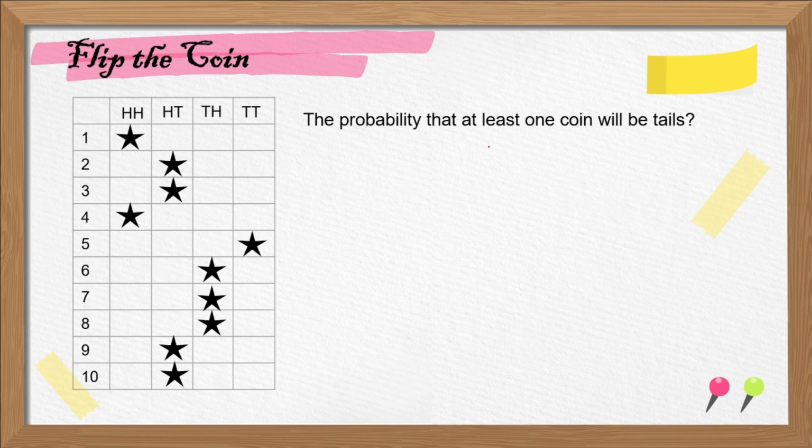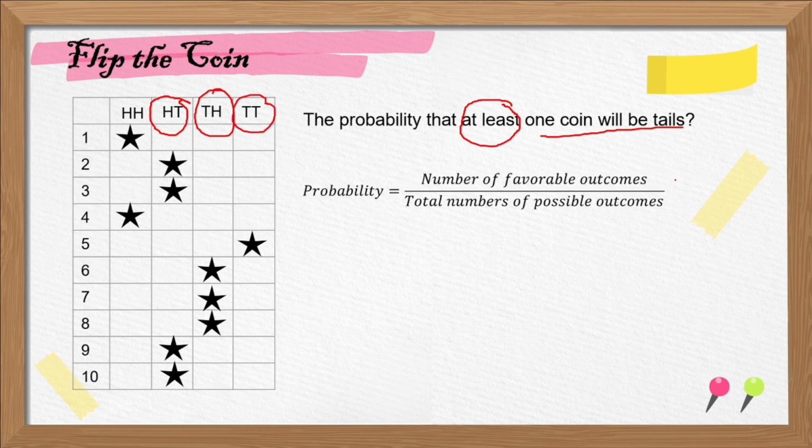What is the probability that at least one coin will be tails? So, a key word is at least. So, ang pinakabababa ay isa. Isang tail or pwedeng dalawang tail. So, maghanap ka ng mayroong isang tail. So, we have heads, tails, tails, heads, or we have tails, tails. So, the number of favorable outcomes is 3. The total numbers of possible outcomes is 4. Therefore, the probability is 3/4.